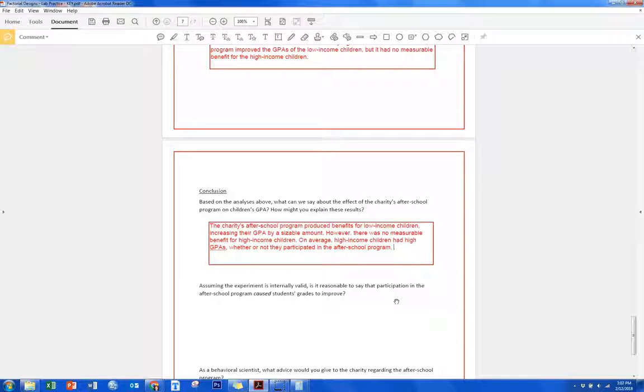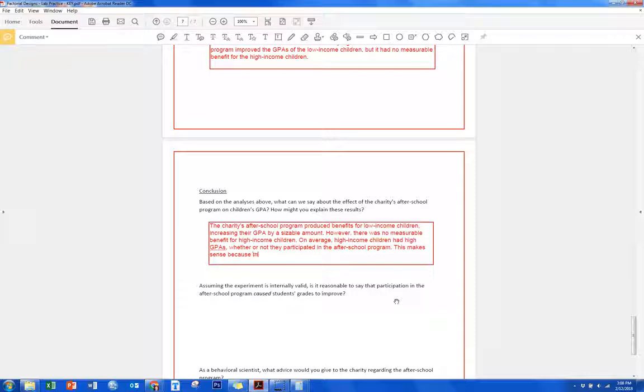Maybe they had better study environments. Things were quieter. There were fewer people in the house, so they had more room to study and pay attention to their work. Maybe they have better nutrition, which allows them to concentrate better. Maybe they're getting better sleep at night. So there could be many, many different reasons for this. So we could list a couple of these.